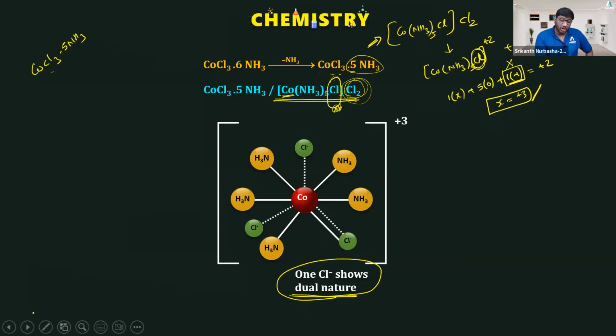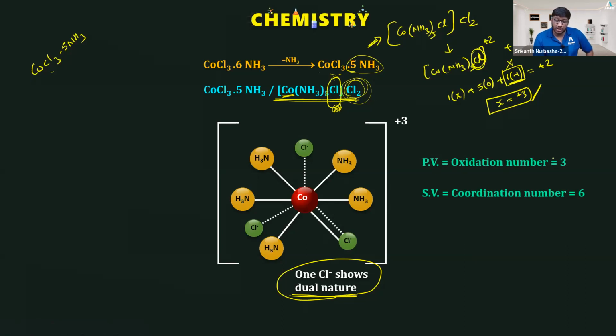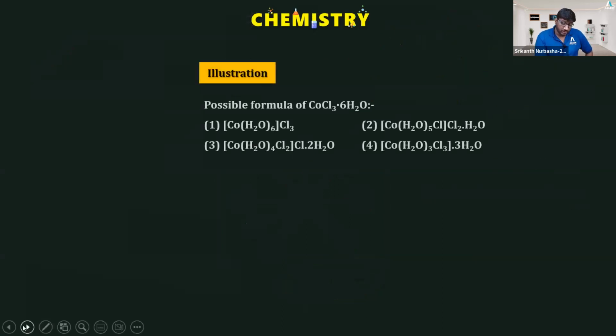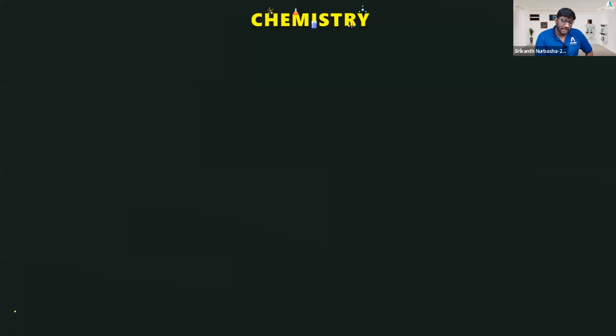So let us take another complex, CoCl3.4NH3. Primary valency is equal to the oxidation number, that is equal to 3. Secondary valency is equal to the coordination number, that is equal to 6. So let us take the other complex.